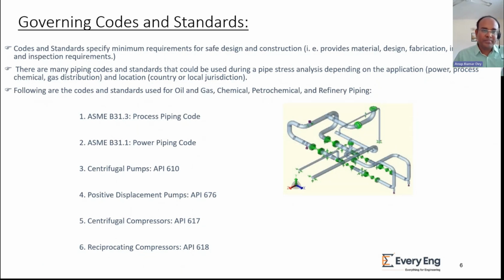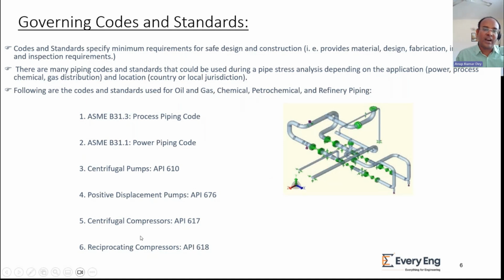Then for centrifugal pumps, the standard is API 610, based on which centrifugal pumps are designed. They provide us the allowable loads. What I was telling is that equipment will have allowable loads. So along with design requirements, they give us the allowable loads for the nozzle connections, and we have to ensure that the piping system is not transferring more than those allowable values. Similarly, positive displacement pumps are designed based on API 676.